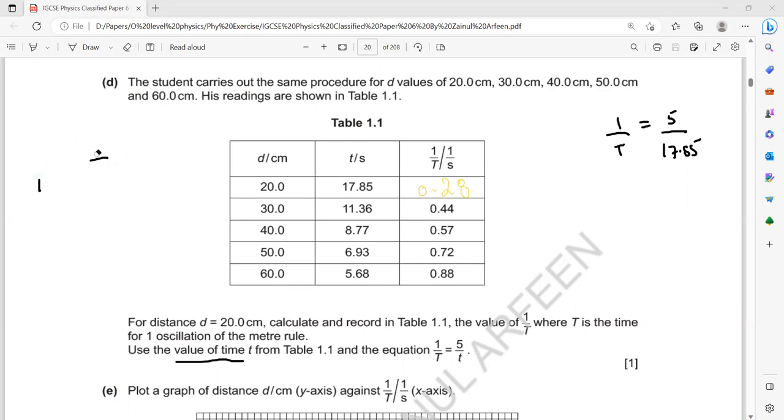Because the next part, we have to plot a graph between D and 1 over T. So we have 20, 30, 40, 50, 60, and we have 0.28, 0.44, 0.57, 0.72, and 0.88.